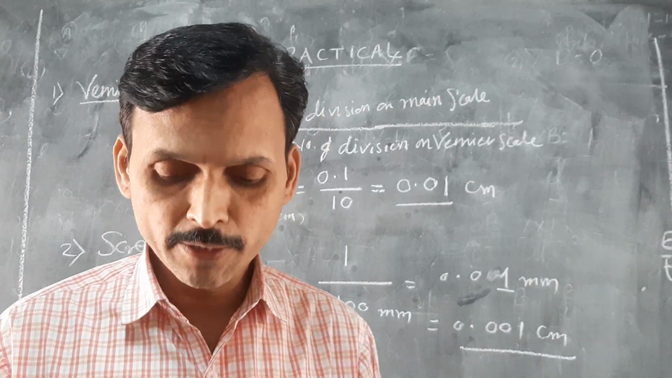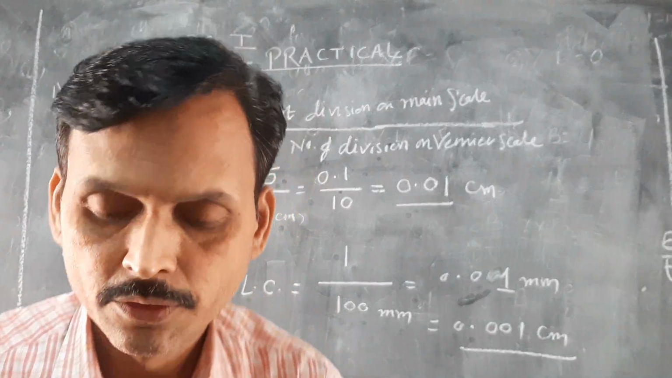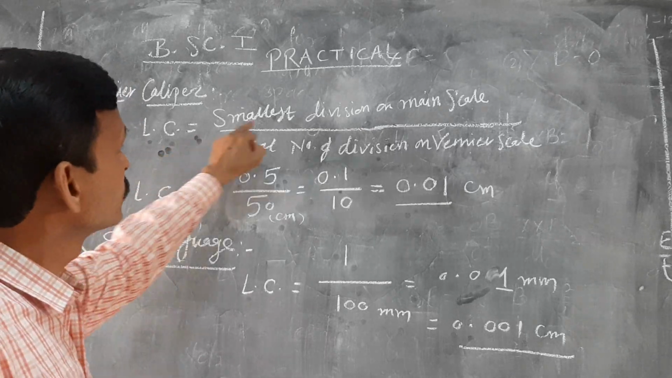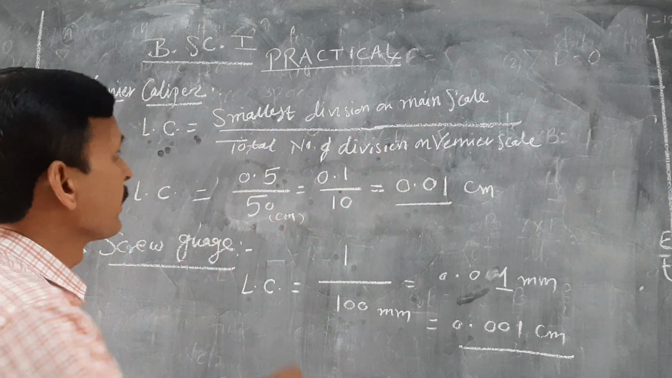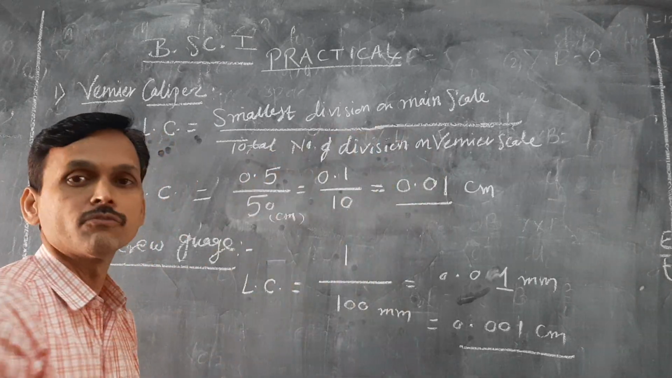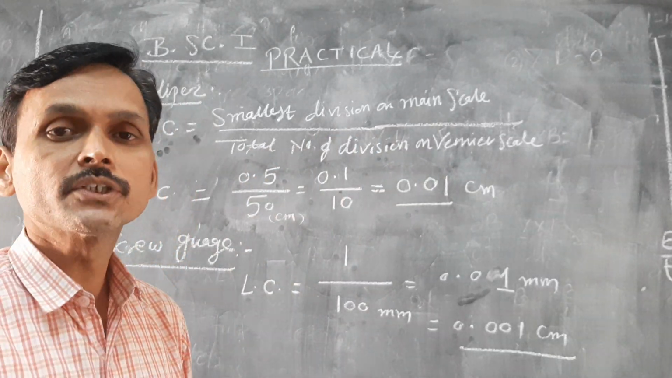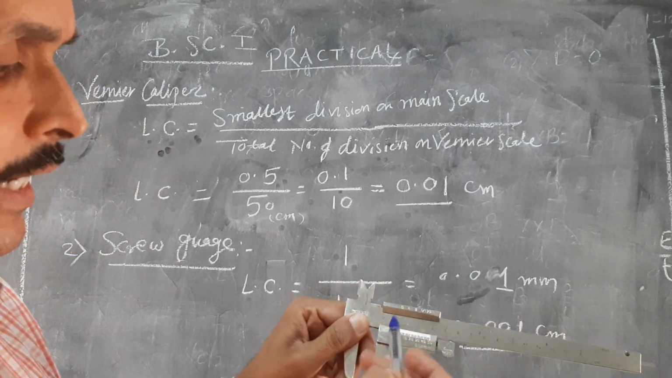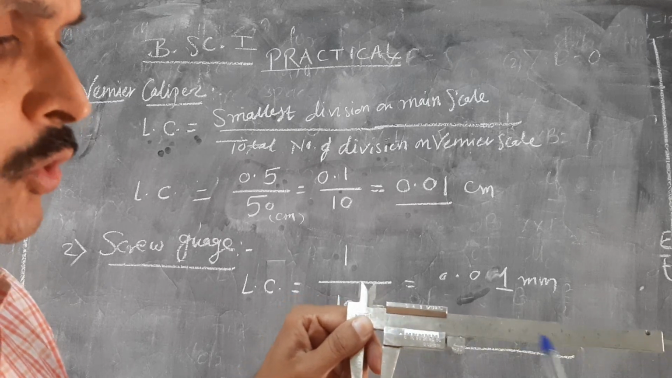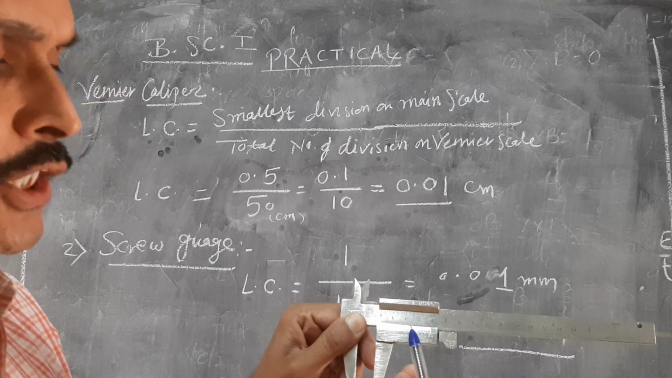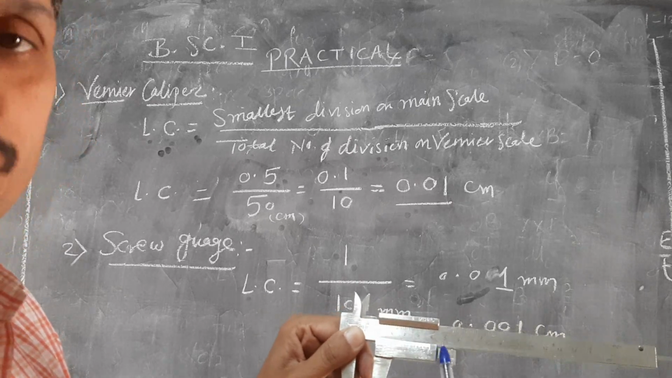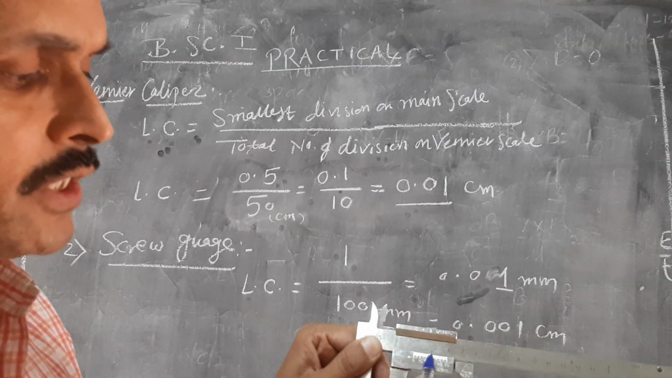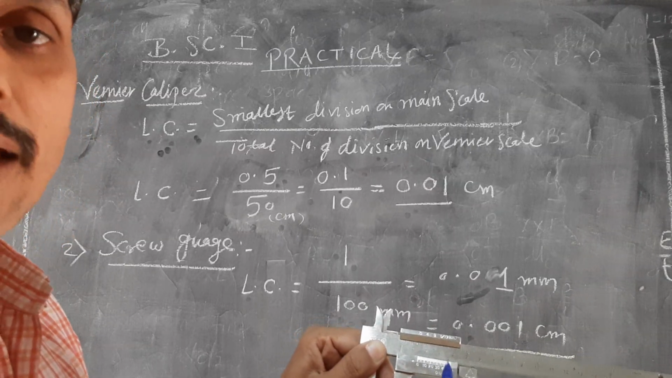Let us see the formula to determine the least count of Vernier caliper, which is equal to the smallest division on the main scale divided by the total number of divisions on the Vernier scale. How to determine the smallest division on the main scale? You may find the main scale has numbers from 0 to 15. You may take any two numbers, starting from 3 to 4 or 4 to 5. If I am taking 3 to 4, there are 20 lines.